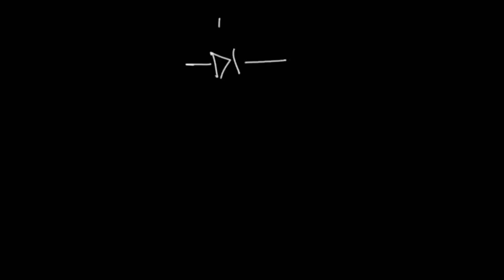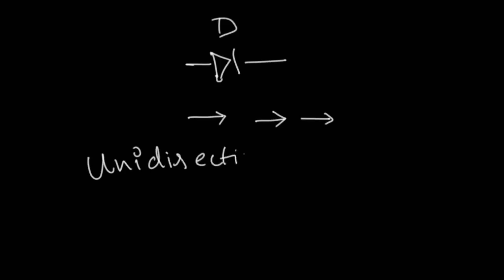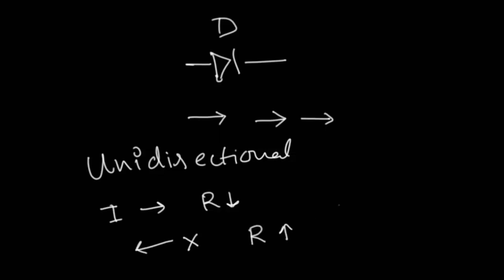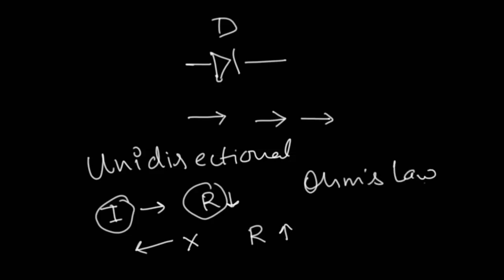This is how a diode symbol looks like. It's an arrow pointing in one particular direction. This is so because it represents the flow of current. A diode is unidirectional in nature, so it allows the flow of current in one direction, where the resistance is low. However, it blocks the flow of current in the opposite direction, where the resistance is high. We can understand the relation between the current flow and the resistance with the help of Ohm's law, where V = IR and I is inversely proportional to R.